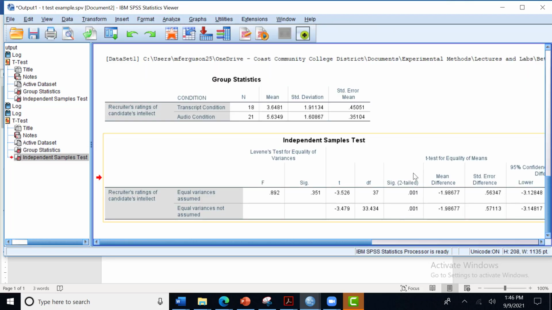And then we're going to look here at this next column where it says SIG, and it's telling you again it's a 2-tailed test. So SPSS defaults to a 2-tailed. If you remember the difference, there was a 1-tailed and a 2-tailed test. And we look here and it's 0.001, and that is less than 0.05. So you know there's significance if this value is less than 0.05.